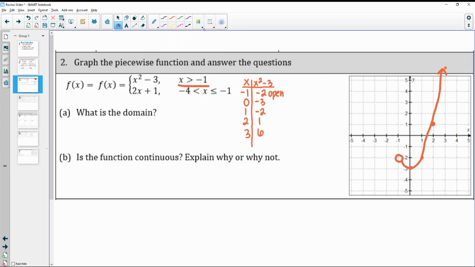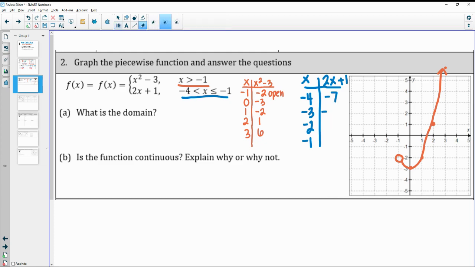So now we're going to look at this domain, -4 to -1. So those are the only values that we're going to plug in. So we're going to plug in -4, -3, -2, and -1. Those are the only ones in that interval. And we're plugging these into 2x plus 1. So -4 times 2 is -8, plus 1 is -7. -3 times 2 is -6, and then plus 1 gives us -5.